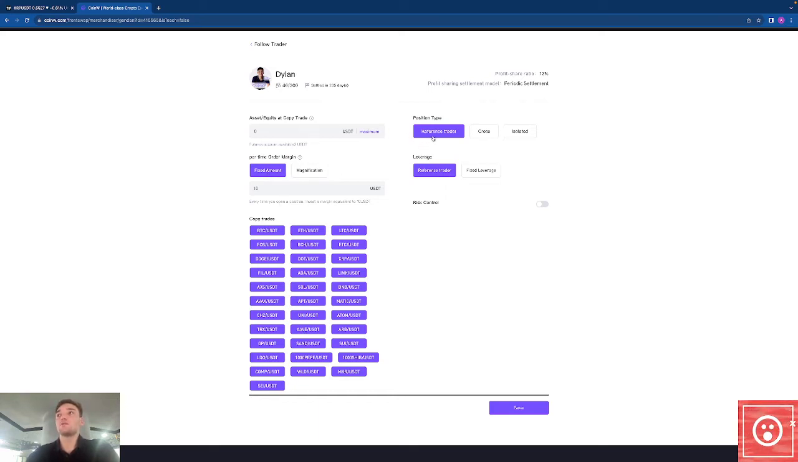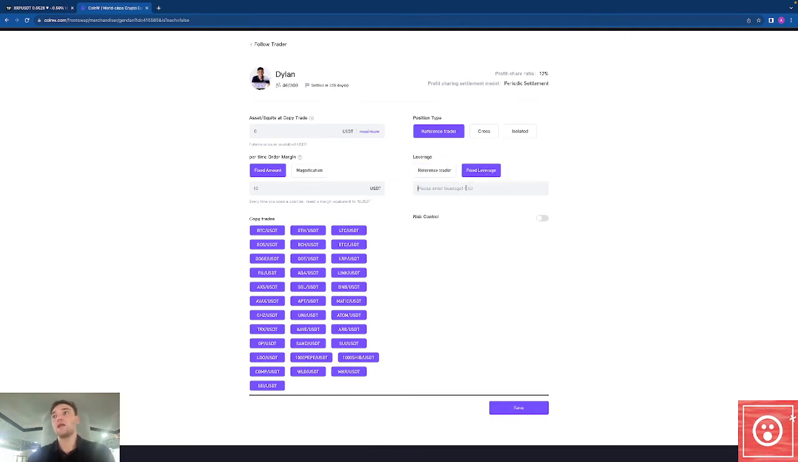Position types, you want to just keep it on a reference trader. Or you can have isolated or cross depending on what you want. Okay, so I would leave it a reference trader, especially if you don't know what you're doing. Make sure that on reference, which basically just means whatever I do, it would do on your behalf.